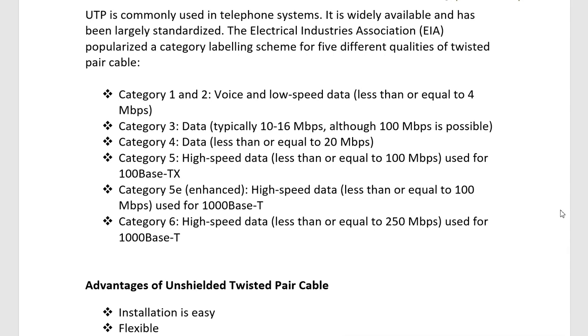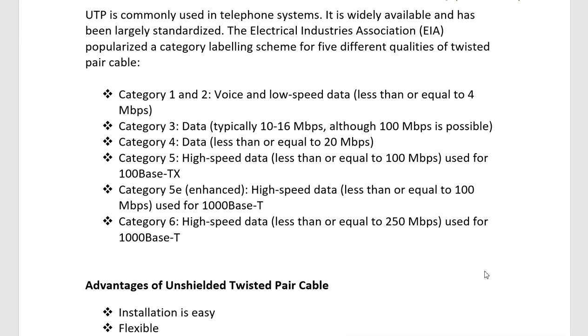First, category 1 and category 2. These cables were used for voice and low speed data, less than or equal to 4 Mbps. Category 1 was only for voice, for telephone lines; there was no option to send digital data. But from category 2 cables, we can send low speed data, a digital signal also, less than or equal to 4 Mbps.